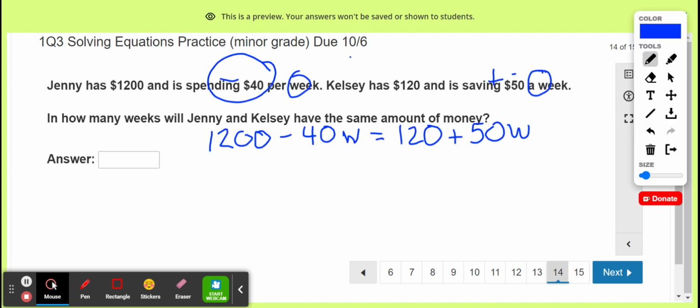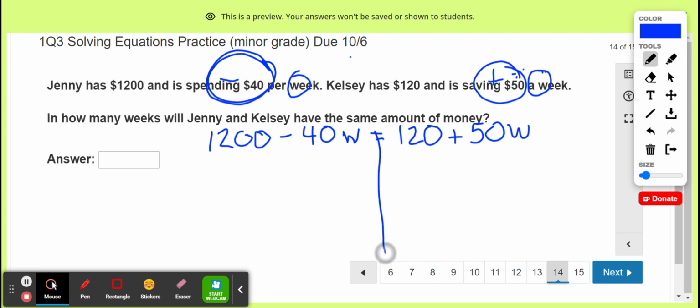So setting up the comparison here between Jenny and Kelsey. So Kelsey is spending money, so that's going to be negative, and Jenny is saving money, so that is going to be positive. So Kelsey has $1,200 and she's subtracting $40 each week. And Jenny has $120 and she's saving $50 a week.